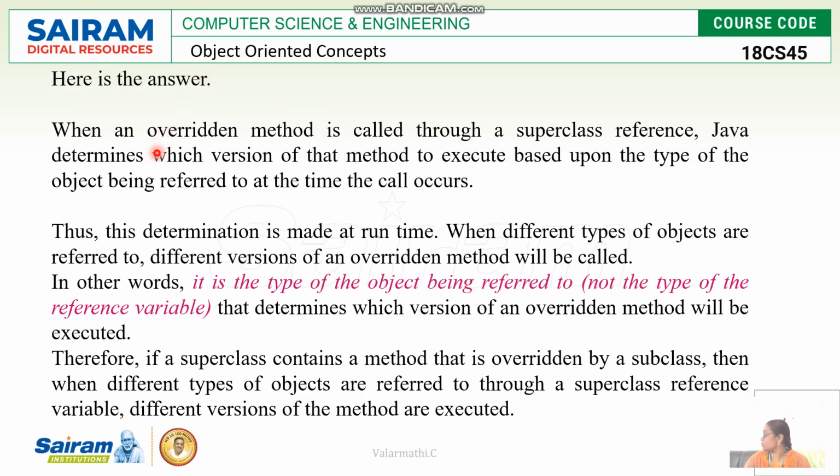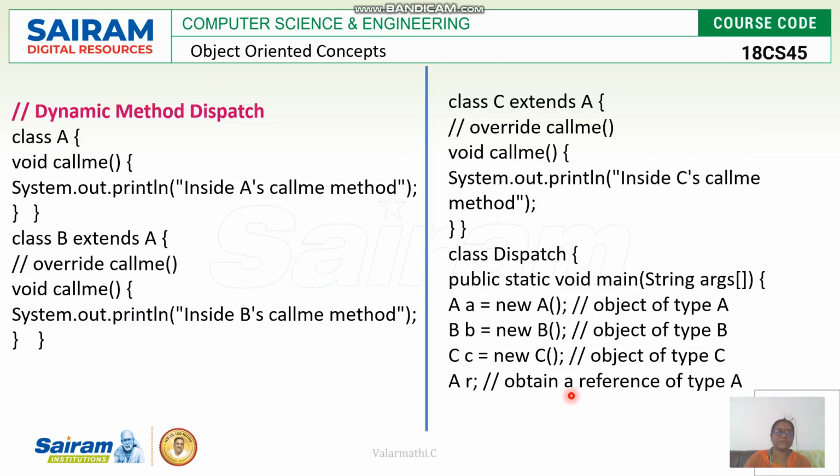When an overridden method is called through a superclass reference, Java determines which version of the method to execute based on the type of object being referred to at the time of the call. So this determination is made at runtime. In other words, it is the type of object being referred to, not the reference variable. Therefore, the superclass contains a method that is overridden by a subclass. Then different types of objects are referred to through the superclass references.